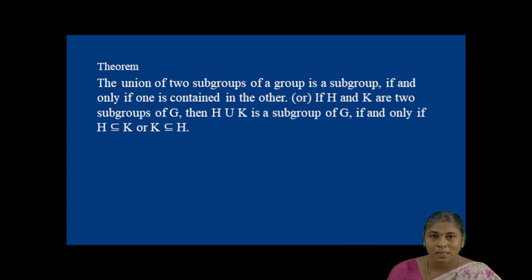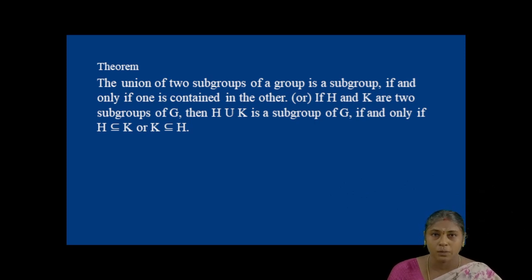What do we mean by one is contained in the other? Either H is a subset of K or K is a subset of H. That is, H should be contained in K or K should be contained in H. So we are going to consider two subgroups of G. Let us name them H and K. So we have two subgroups, namely H and K, of a group G.